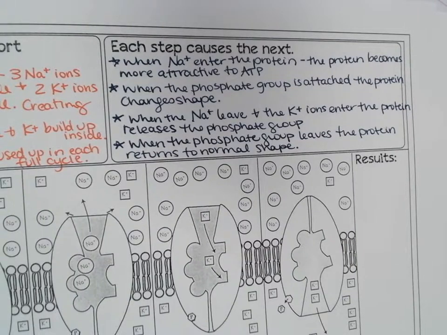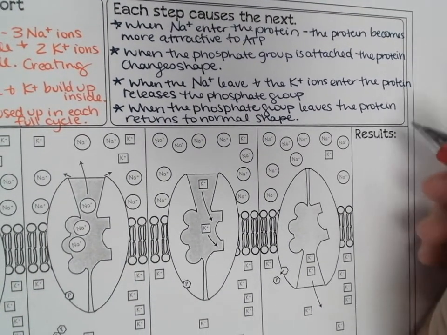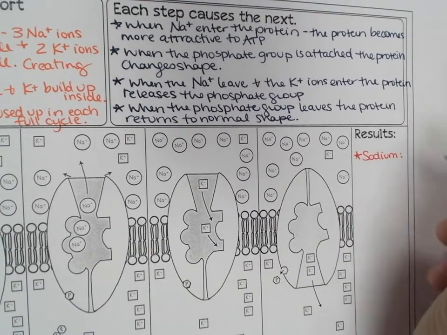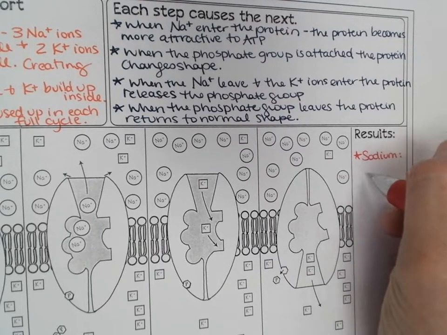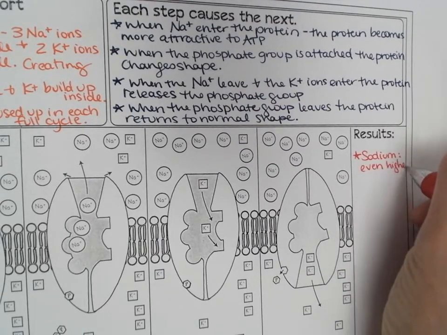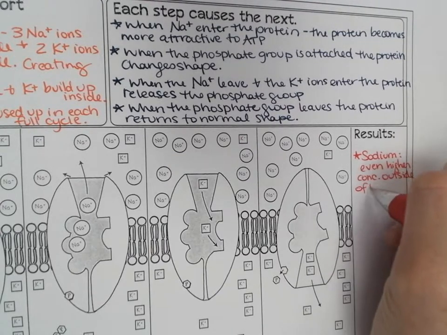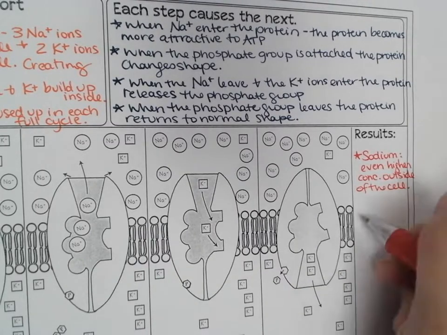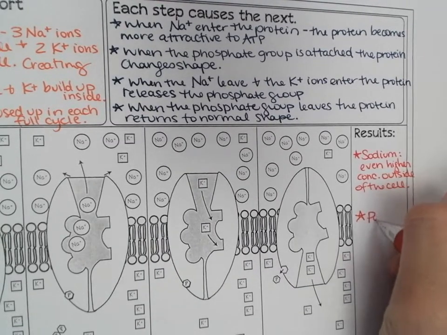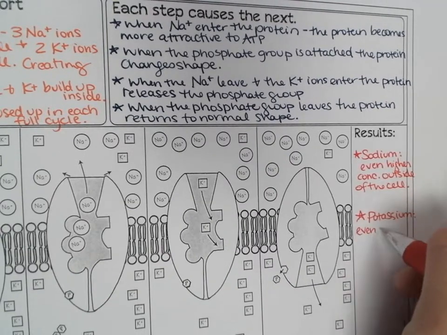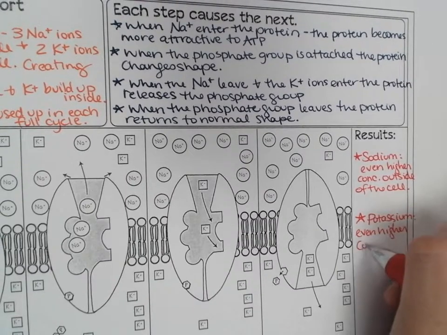So what are the results? I'm just going right over here to the right. What are the results then? The result for sodium is that it's an even higher concentration outside the cell. And the results for potassium are that it's an even higher concentration inside the cell.